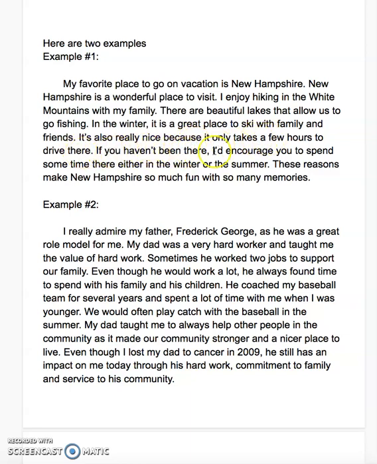If you haven't been there, I'd encourage you to spend some time there, either in the winter or in the summer. These reasons make New Hampshire so much fun with so many memories. So you can see the evidence looks at hiking, family, fishing, skiing. It's not too far to get there.